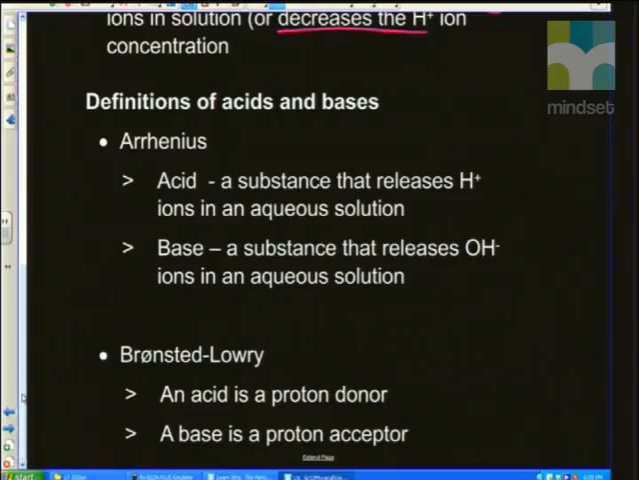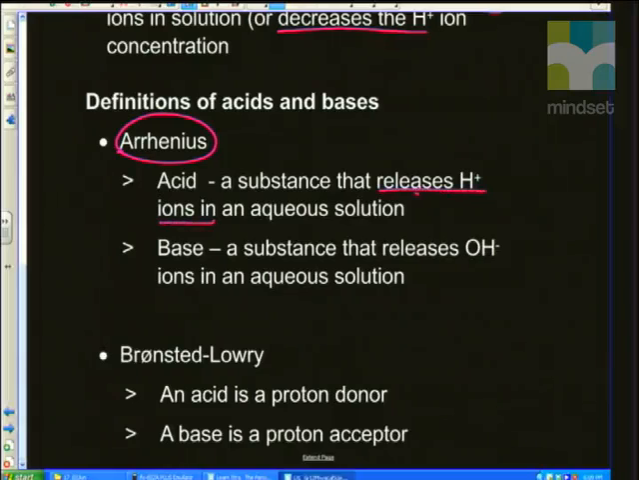One of the first definitions of an acid and base was done by Arrhenius. And what he said was, an acid is a substance that releases H+ ions in an aqueous solution.